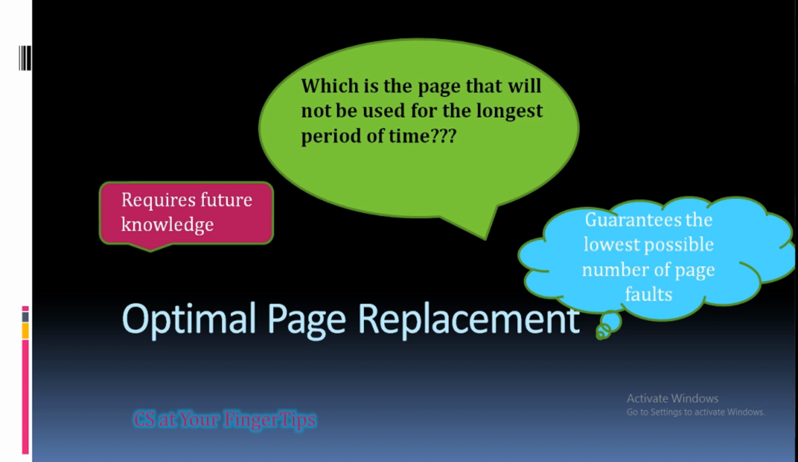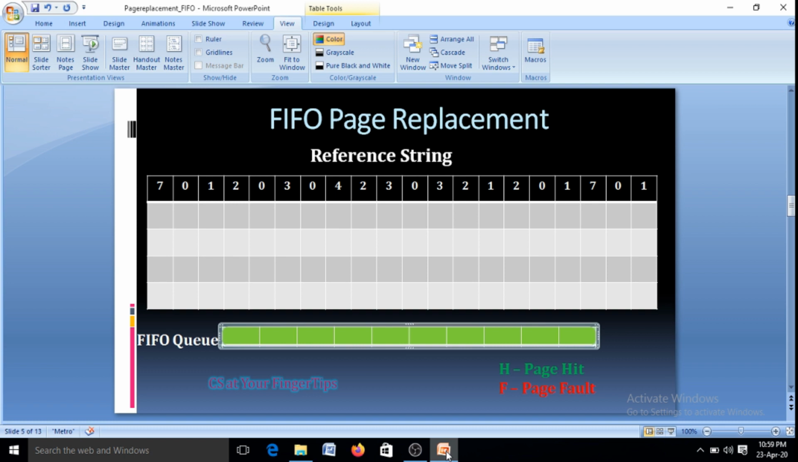Let me illustrate FIFO page replacement algorithm with the help of an example. Suppose that this is the reference string. Reference string denotes the order of the memory references. Assume that there are 3 page frames available in the memory. And this is the FIFO queue. H denotes page hit and F denotes page fault.